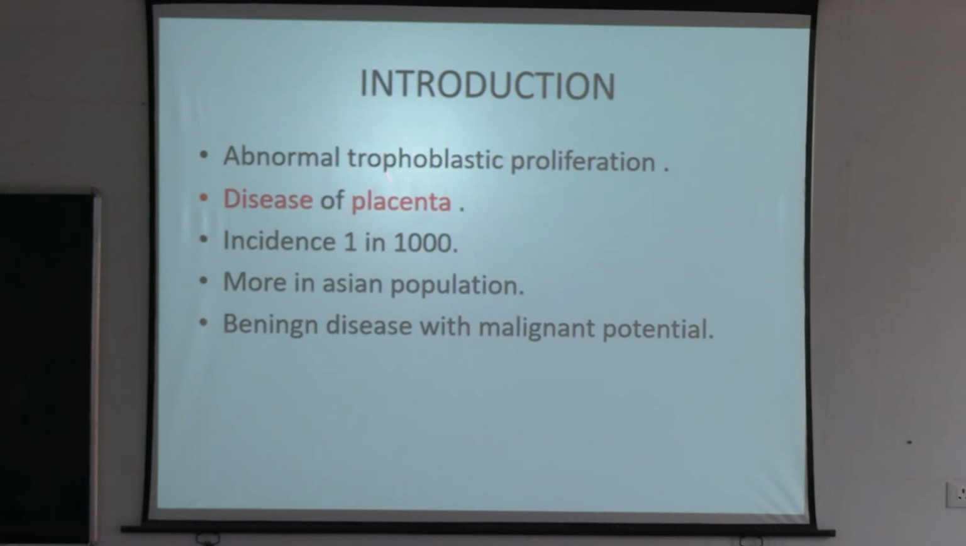Hyperplasia of both the cytotrophoblast and syncytial trophoblast. So it is a disease of the placenta. The chorionic tissue or trophoblast is designed to take the form of placenta, but instead of taking the form of placenta, it is giving rise to a mole-like structure, a vesicle-like structure.